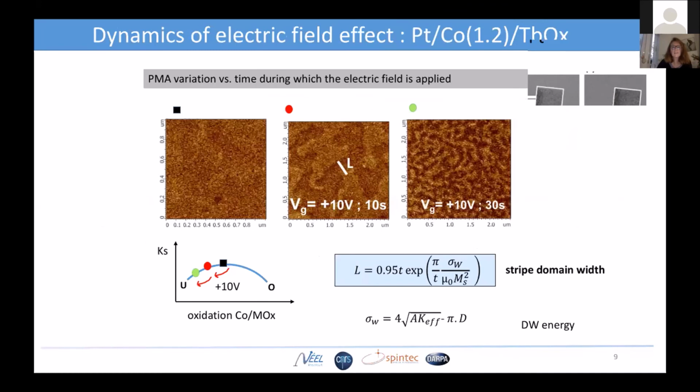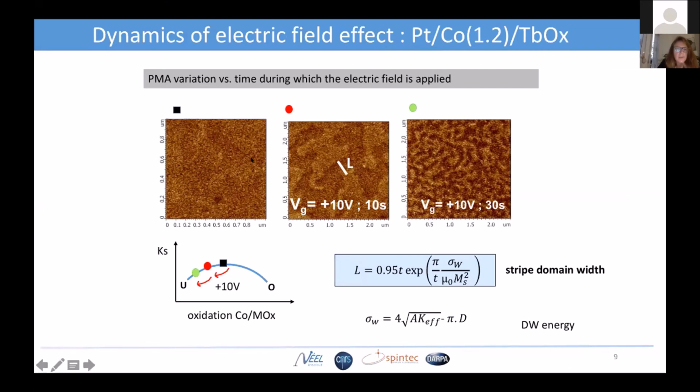So in the case of platinum cobalt terbium, we also give a clear demonstration of the fact that the perpendicular magnetic anisotropy changes depending on the time during which the electric field is applied. So here are MFM measurements, MFM images.